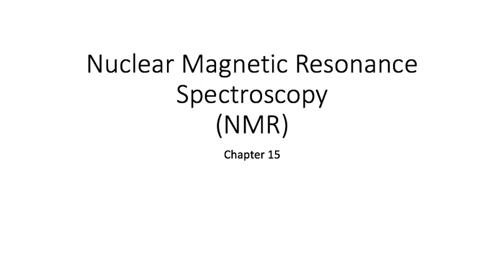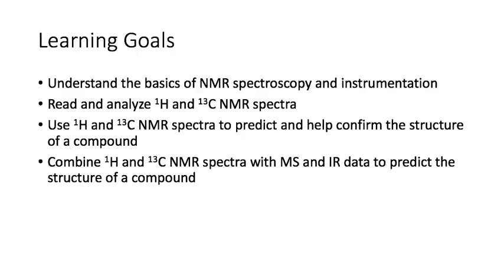This video focuses on nuclear magnetic resonance spectroscopy, or NMR, which is discussed in Chapter 15 in your textbook. The learning goals for this chapter include understanding the basics of NMR, instrumentation, and spectroscopy itself, learning how to read and analyze the different spectra, and then using them to predict different structures and combining them with other data. This video specifically focuses on carbon-13 NMR, so we don't go too much into the basics of the instrumentation.